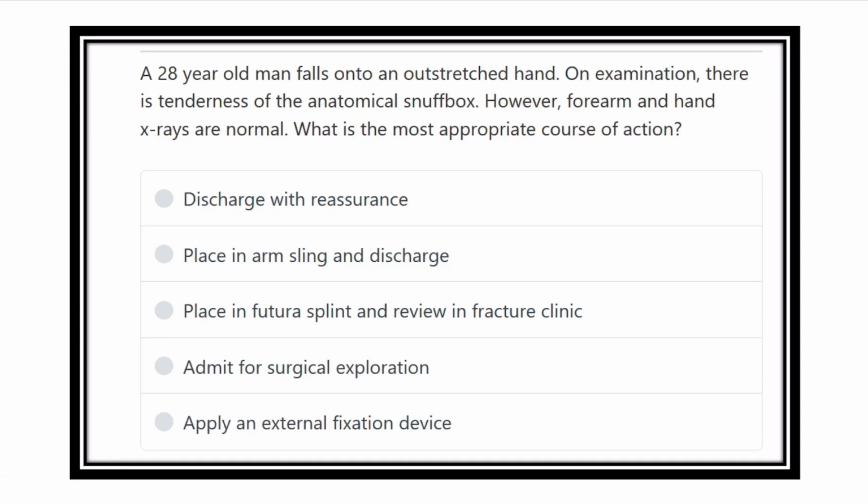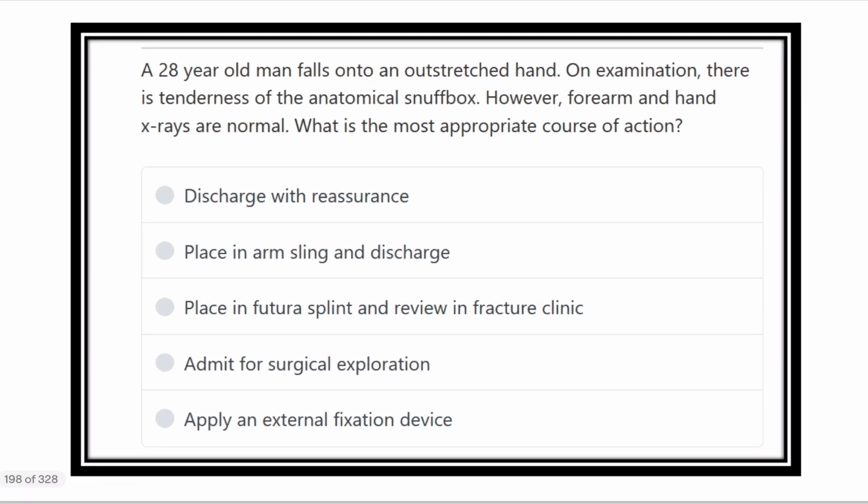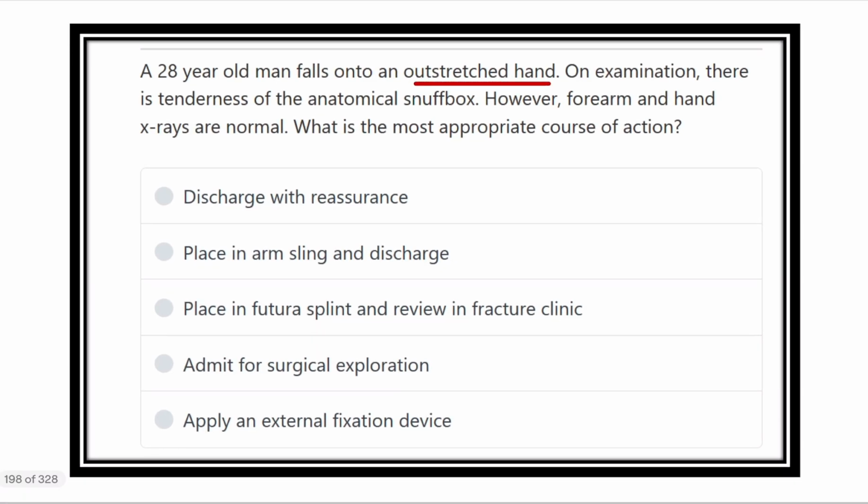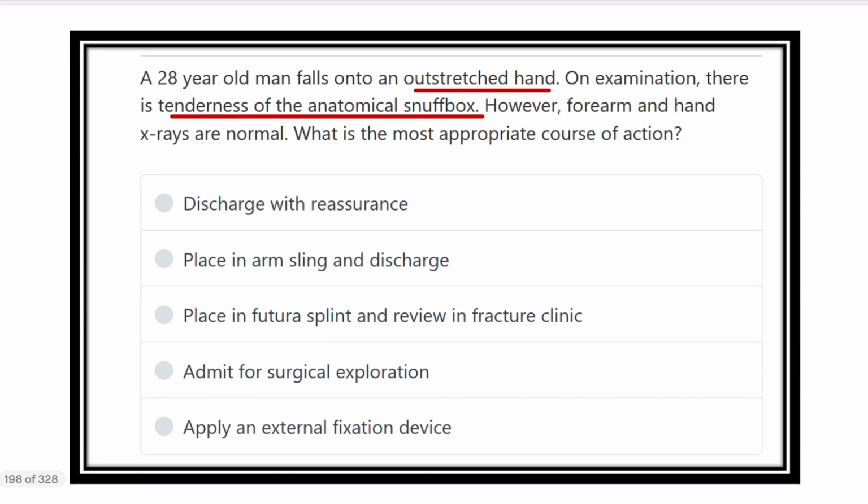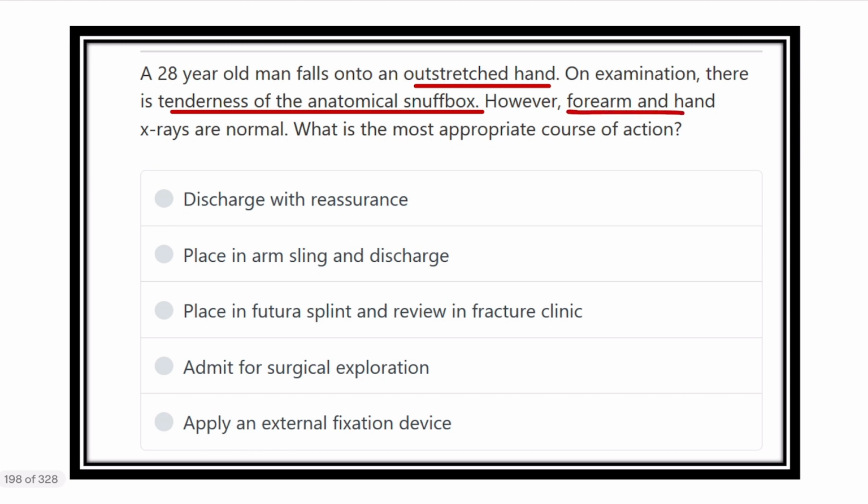An old man fell onto an outstretched hand. On examination, there is tenderness in the anatomical snuffbox. The anatomical snuffbox has both anatomical and clinical values. However, the forearm and hand X-ray are normal. That means there is no fracture or deformity in the hand and forearm.